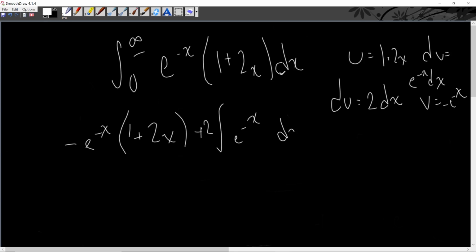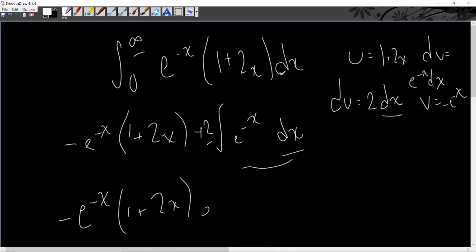So we're going to have dx, and then 2 is going to be our constant. And then from here, this one is, again, a rather easy integral to calculate, but we already did that, so I don't think it's necessary to redo it. We're going to have negative e to the negative x times 1 plus 2x, minus 2e to the negative x, plus c.